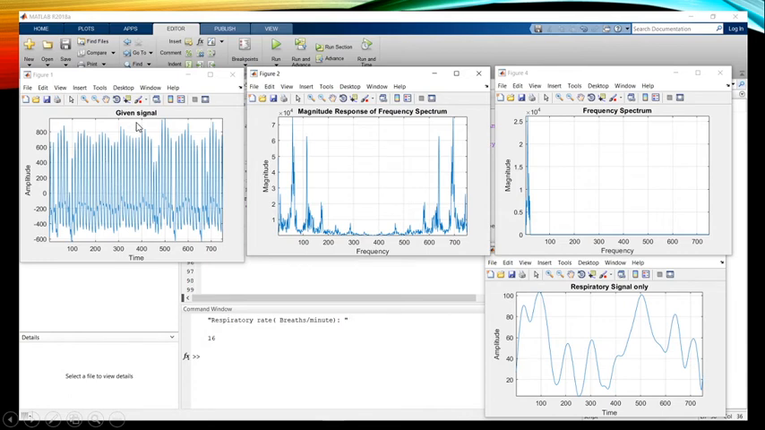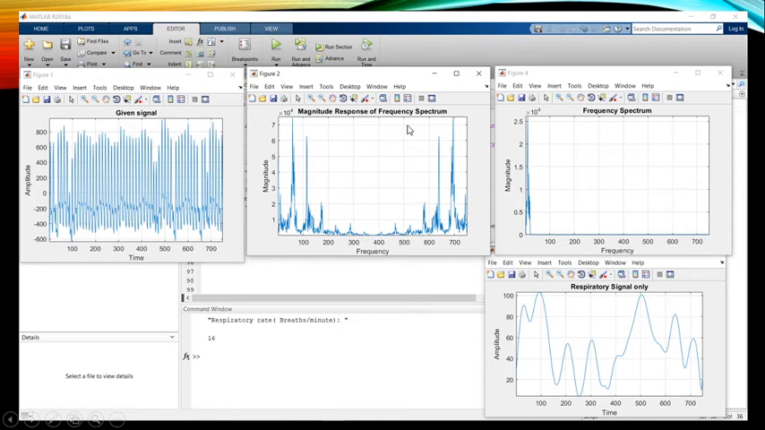This is the given signal that has been provided to us in the lab itself. This is the magnitude response of the frequency spectrum, and then this is the frequency spectrum of the obtained respiratory signal. And here we've calculated the respiratory rate, that is breaths per minute, which is equal to 16. On performing inverse FFT, we have found the respiratory signal only over here.